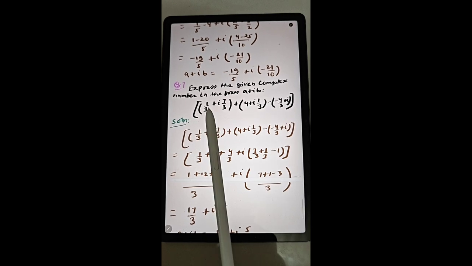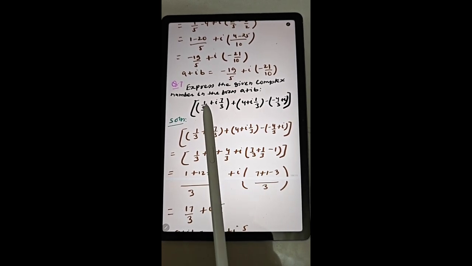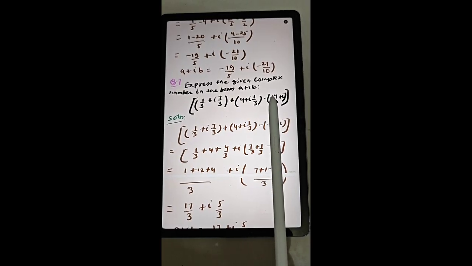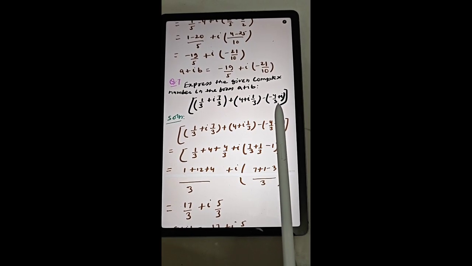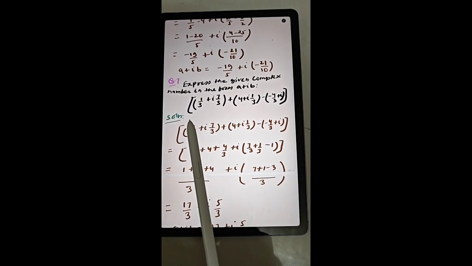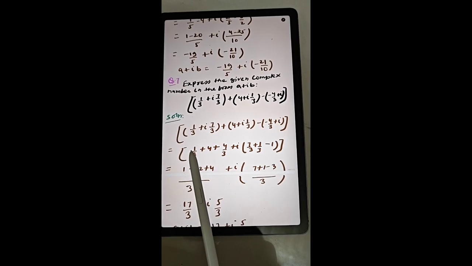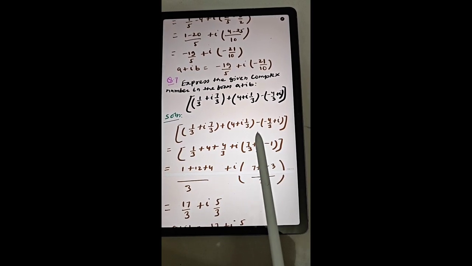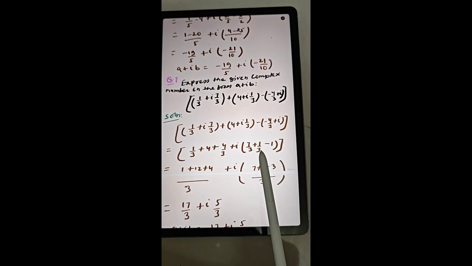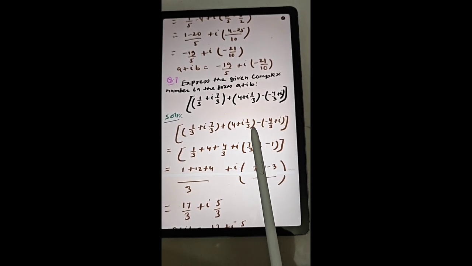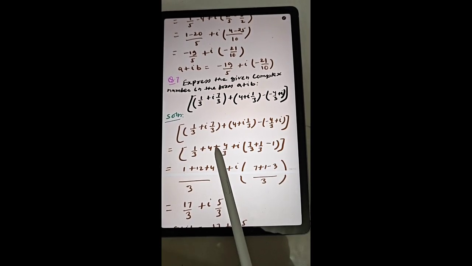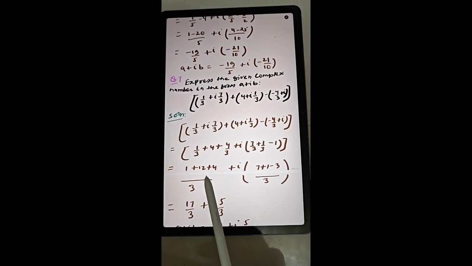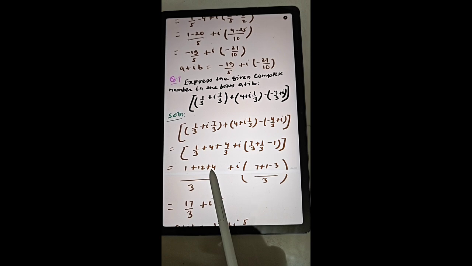Question number 7. Express the given complex number in the form a plus ib. 1 upon 3 plus i times 7 upon 3, plus 4 plus i times 1 upon 3, minus 4 upon 3 plus i. Again, make the real numbers together. So 1 by 3 plus 4 by 3, i times 7 by 3, 1 by 3, and minus 1, because minus plus minus, and this minus minus plus, so 4 by 3. Take LCM 3, so 1 plus 12 plus 4, this is iota.